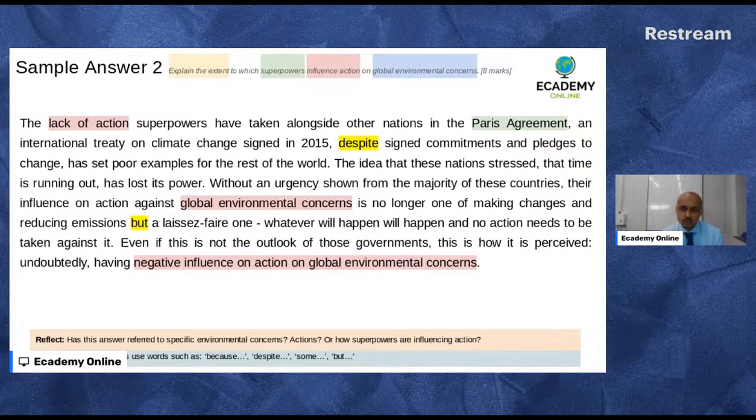Without an urgency shown for majority of these countries, their influence on action against global environmental concerns is no longer making changes and reducing emissions, but a laissez-faire one. Whatever will happen, and no action needs to be taken against it. So far, has this candidate actually mentioned any global environmental concerns in their answer? If you can let me know in the chat. Has this candidate referred to any global environmental concerns so far?